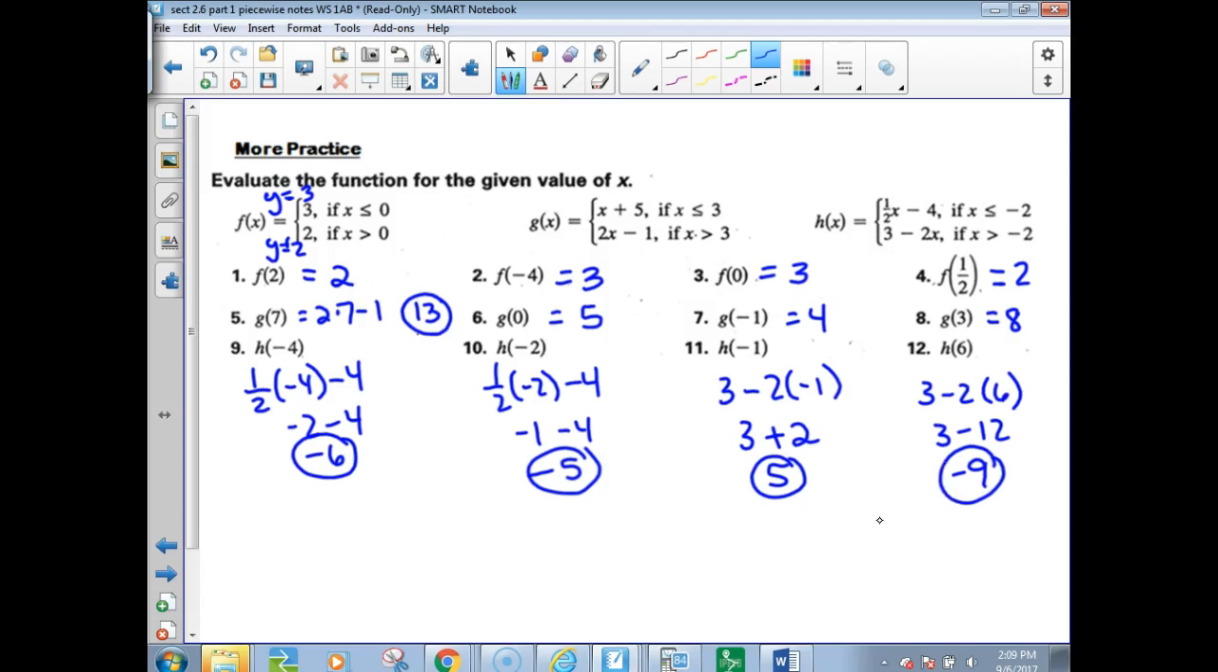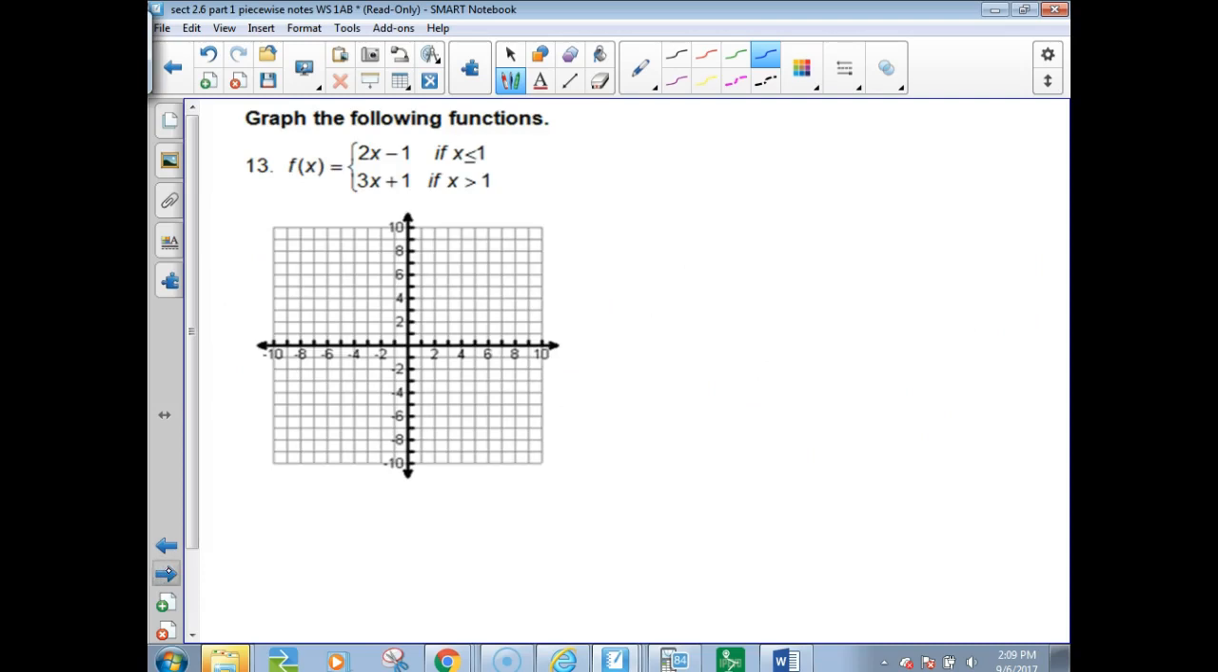Okay, how are we doing? Hope good. A thumbs up. All right, now comes the fun part. What are we going to do now? Graph it. Okay.